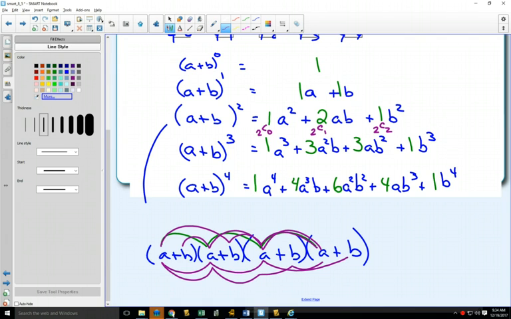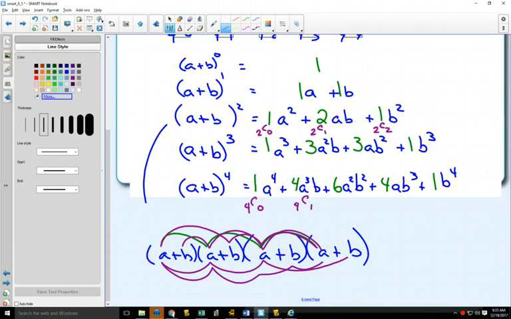So what's happening with this one? Well, this is 4, choose 0. This is 4, choose 1. Can you see with my purple arrows, what I was deciding is which b I was going to use to go with the other 3 a's. And since there's 4 b's, I just need to choose one of them, and that gave me 4 pathways to get an a cubed b, hence the 4 in front.